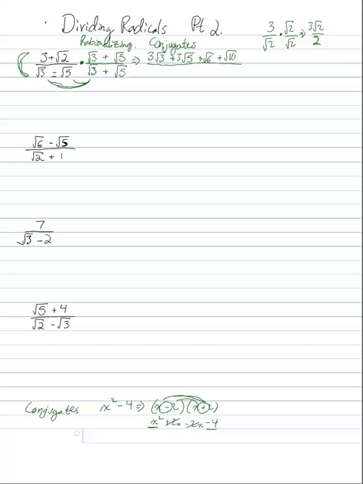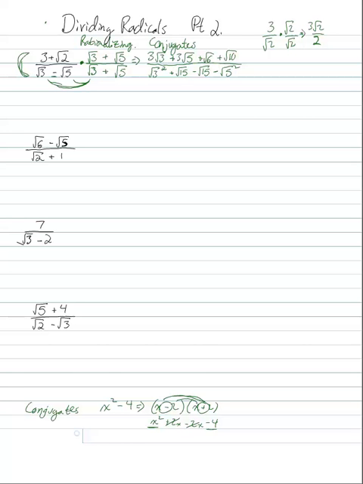Going to FOIL the denominator. Square root of 3 times square root of 3, that'd be square root of 3 squared. Okay, so square root of 3 times positive square root of 5, positive square root of 15. Okay, start with my minus square root of 5, my inner. So minus square root of 5 times square root of 3, minus square root of 15. Minus square root of 5 times positive square root of 5, minus square root of 5 squared.